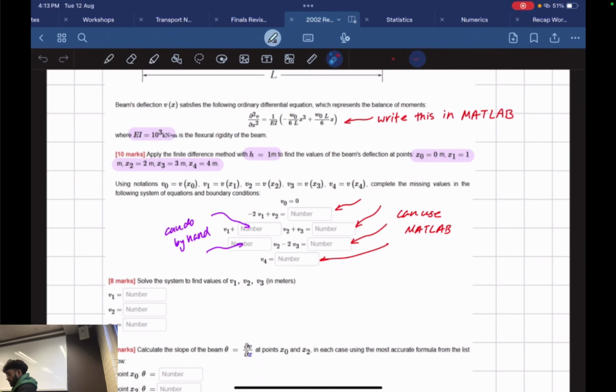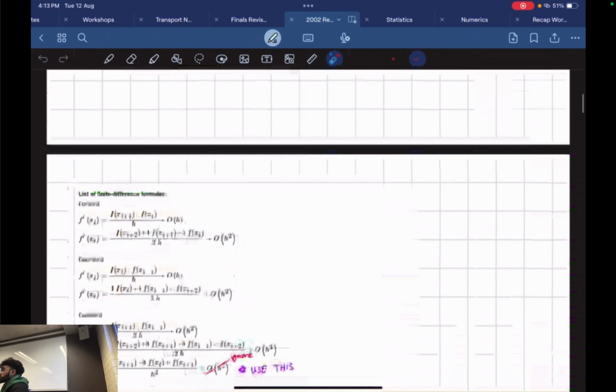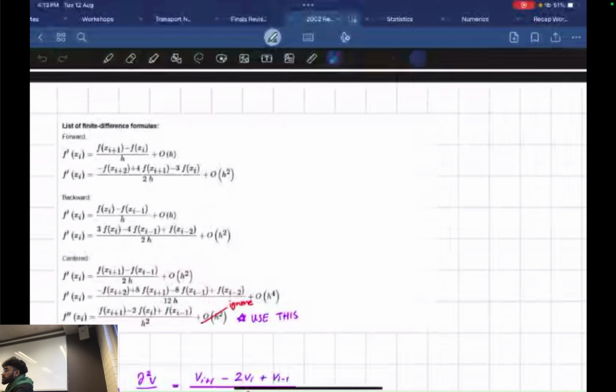At the end of the question, by the way, they give you this set of formulas, okay? They don't expect you to memorize these. They can give it to you in the finals, all right?